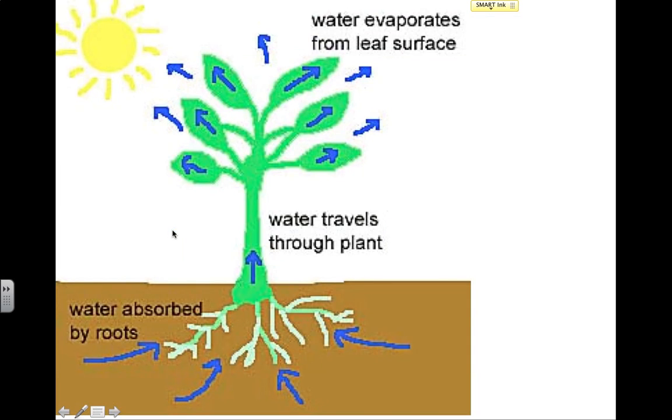So we'll move on. Now we're going to shift a little bit into a related topic, and that's transport in plants. The first thing we want to talk about is transport of water. You've got a couple of different factors. First of all, down in the roots, you have a thing called root pressure.